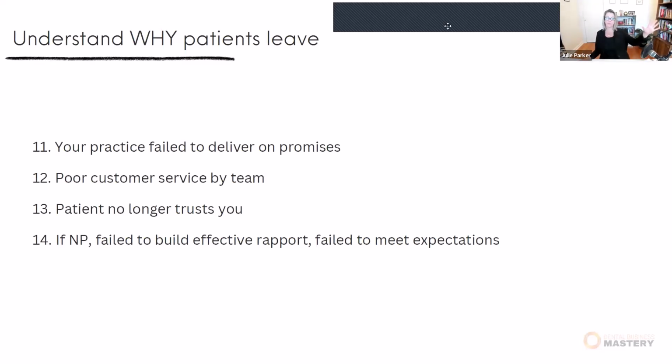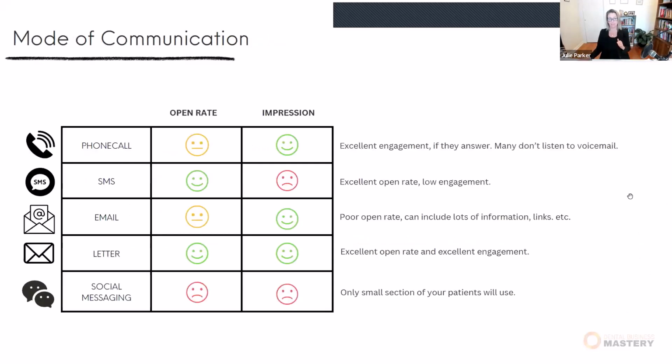Now, the reason why it's important to identify all the reasons why patients leave builds into what we're going to be talking about towards the end of this presentation, and that is making sure your inactive patient list isn't always growing. So we're going to come back over these reasons very briefly later on.